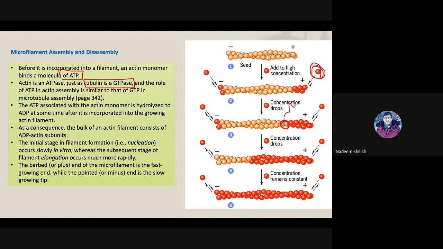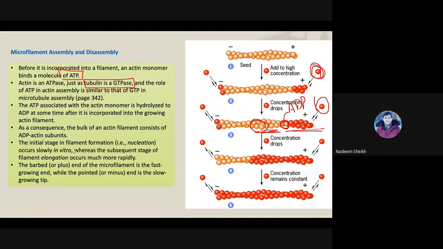ADP actin molecule, because here dephosphorylation occurs. We can simply identify these protein molecules with reference to the orange colored ones, which have ATP attached, and this yellow one, which has ADP attached to these molecules.